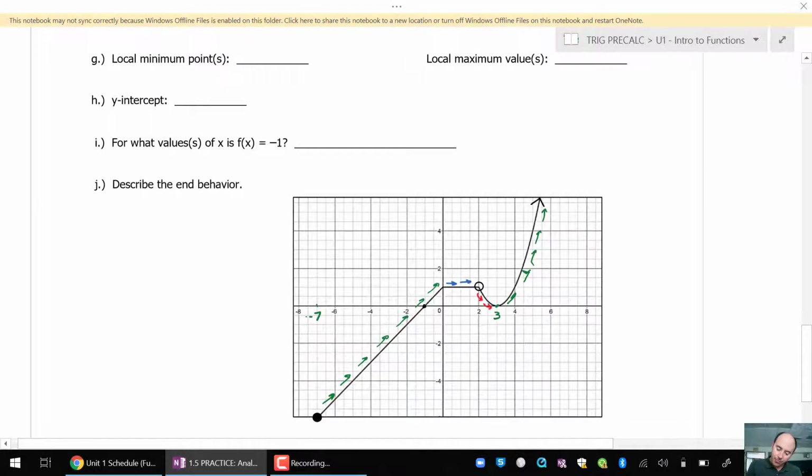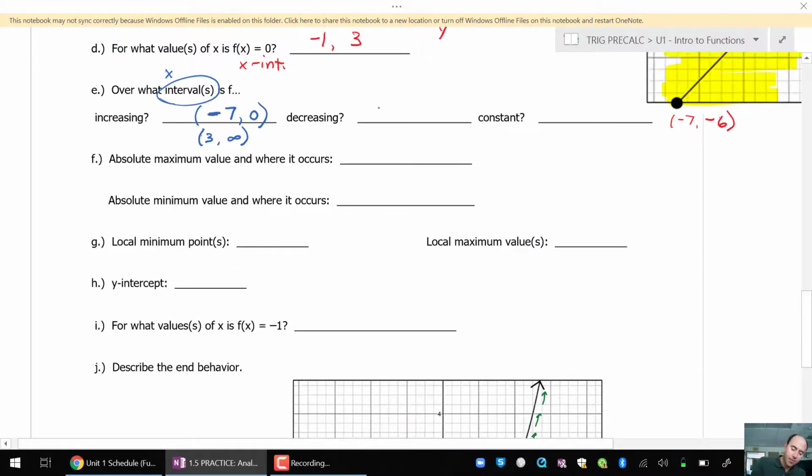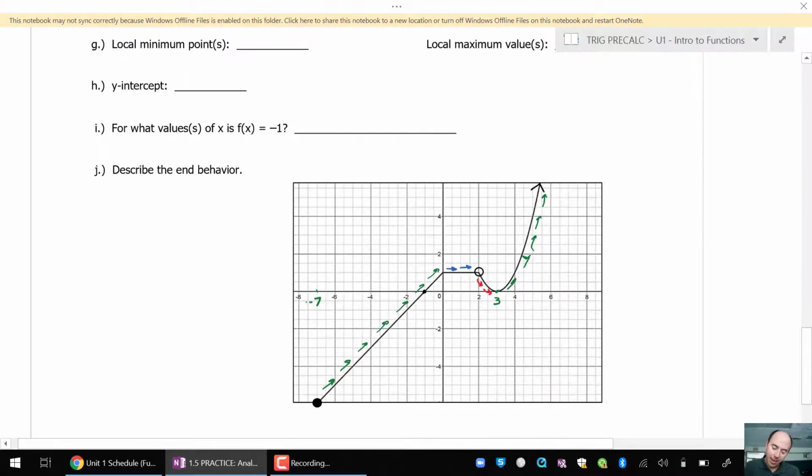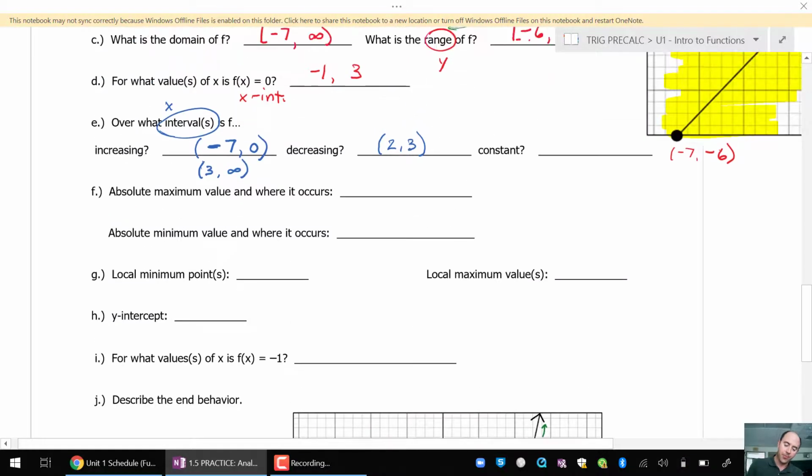Decreasing, 2 to 3, the function is falling. And then constant, again, x numbers, 0 all the way across to 2. The function is constant.